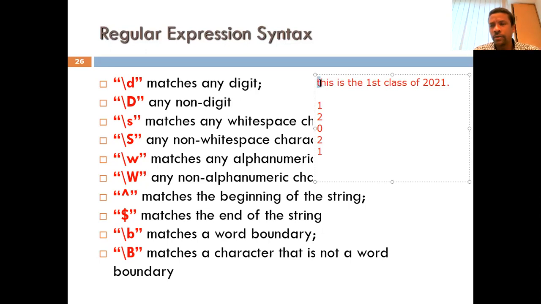The letters T, H, I, S are not digits. Free space or white space is not a digit either. Wherever there is a digit, it will be matched: 2 is a digit, 0 is a digit. It goes on like this. So this would be the answer.